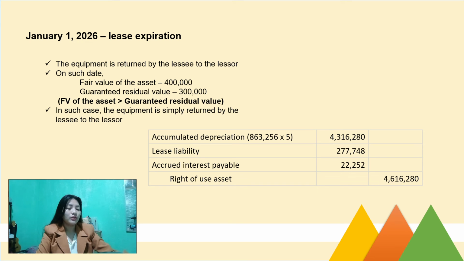So, makikita natin yung account ditong dalawang to, dun ulit sa table of amortization. Then, lastly is to credit the right of use asset since ibabalik na nga yung equipment, amounting to 4,616,280 or the cost itself of the right of use asset.